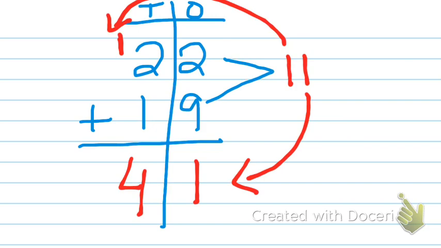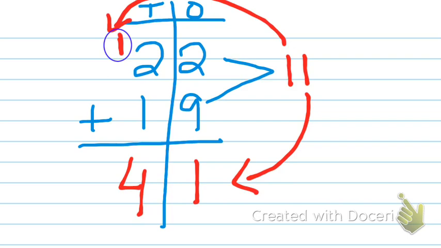Now, a mistake that I saw some of you do in your exit ticket was that you were not adding the 1 on the top. Some of you forgot to add this one right here. This one is very important, boys and girls. Don't forget to add it. So my answer is 41.